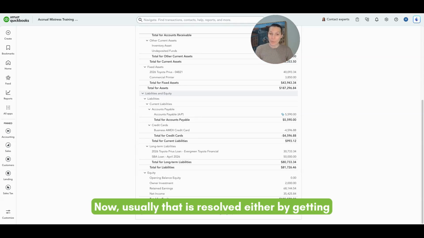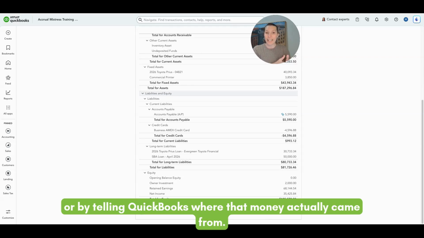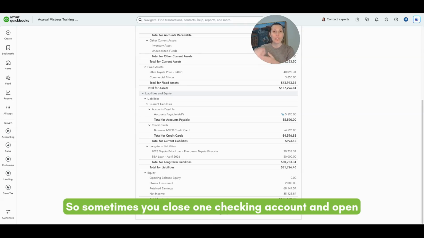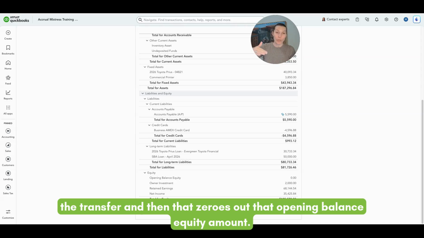Now, usually that is resolved either by getting rid of that initial deposit amount if it shouldn't actually be there, or by telling QuickBooks where that money actually came from. So sometimes you close one checking account and open a new one and you just do a balance transfer. So you record the transfer and then that zeroes out that opening balance equity amount.